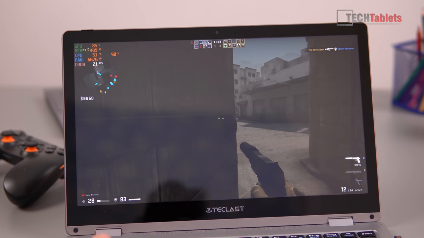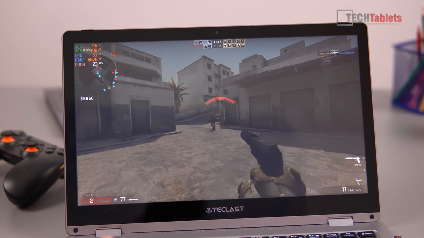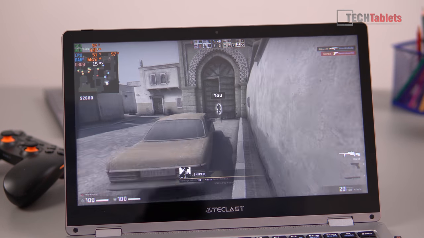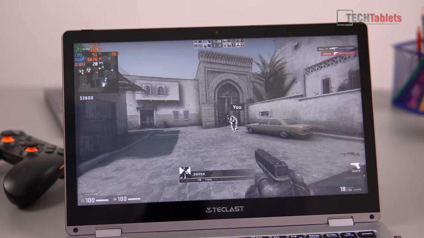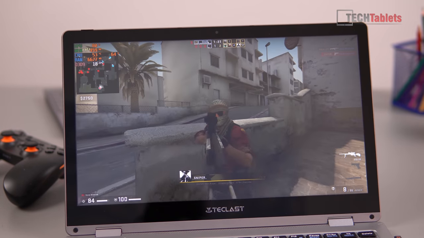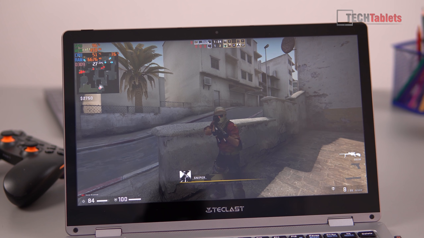So I'm just going to probably die here, but it's just to get an idea of what you can expect frame rate wise. That it is just scraping what I would call playable, but you can see dipping down here to 13 frames per second is very low.